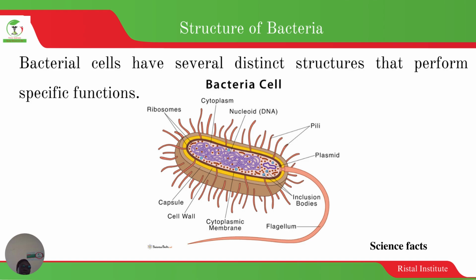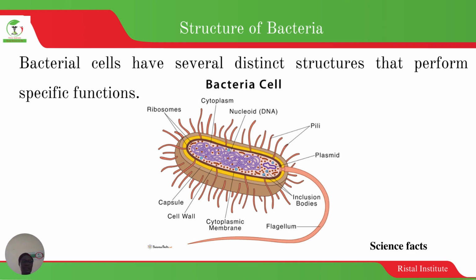On the outermost part of the bacterial cell, we have a capsule, followed by a cell wall. Then we have the cytoplasmic membrane, the ribosomes, the cytoplasm, and the nucleus. Inside the nucleus is enclosed the DNA, or deoxyribonucleic acid. Then we have the pili, the plasmid, a tail-like structure which is known as a flagellum, and inclusion bodies. Those are the structures that make up the bacteria.